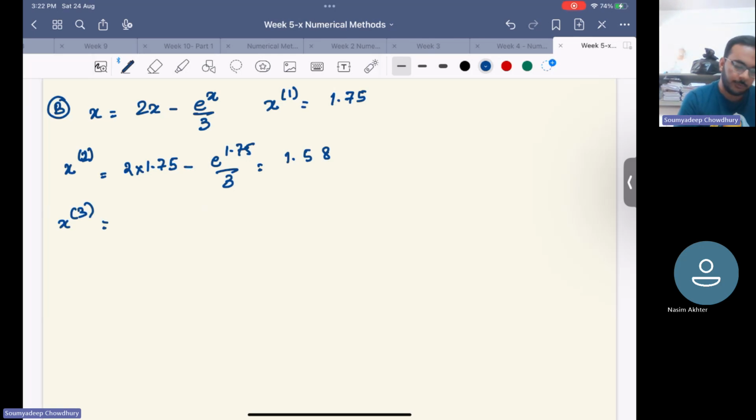Similarly, x of 3, if you find out, it will be 2 into 1.58 minus e to the power 1.58 by 3, which is around 1.541. 1.54 I will write. So like this, one more iteration we will do.